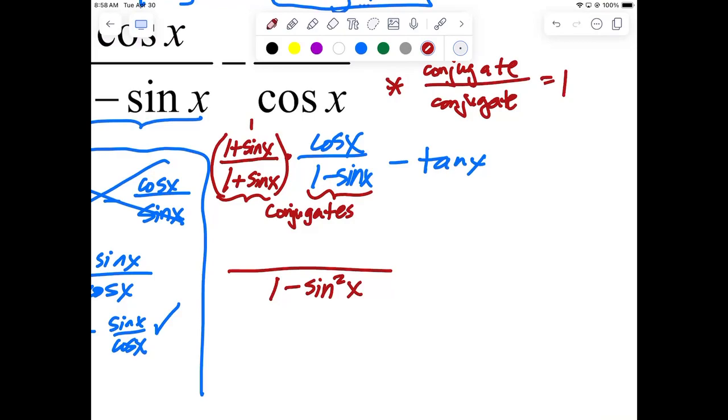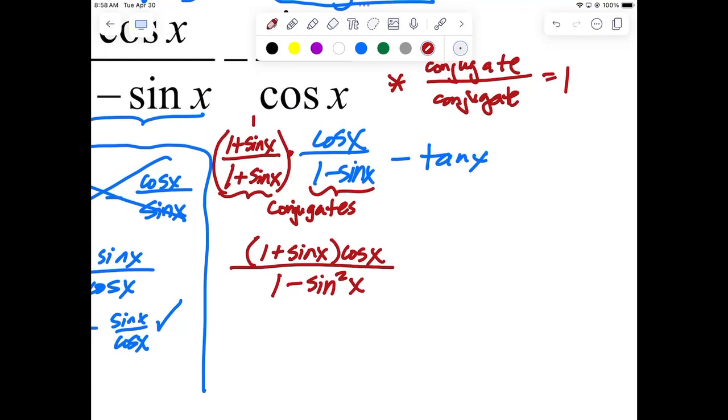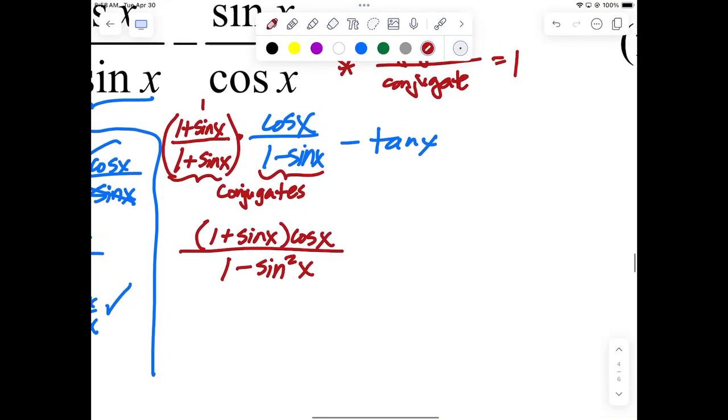Now, in the top, don't distribute. We don't want to expand out the top. We want to leave it factored because the whole reason we multiplied by the conjugate was to expand the denominator, not the numerator. If we leave the numerator factored, we can eventually divide out common factors. And of course, I still have minus tangent of x.